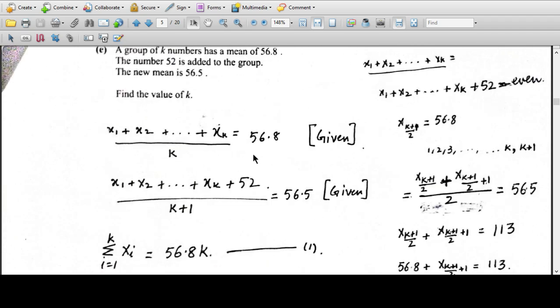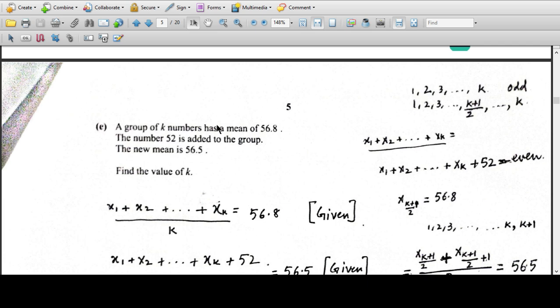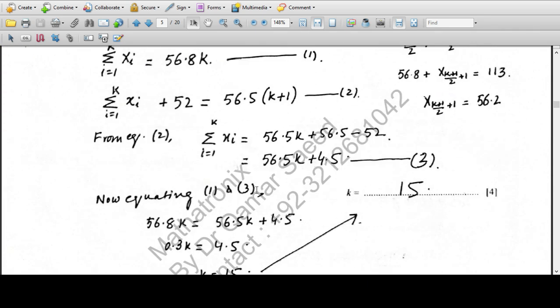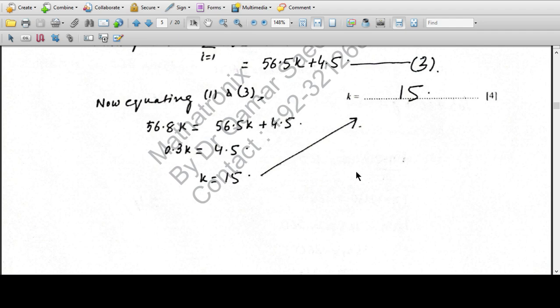This was a very tricky question, this part E. This question is very important and very tricky, and the value of k is obtained as 15.